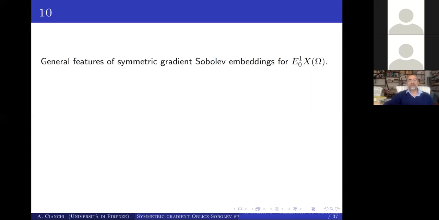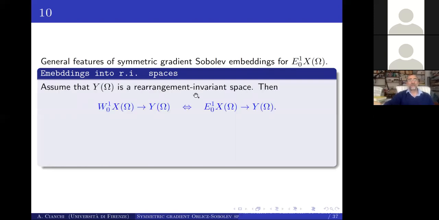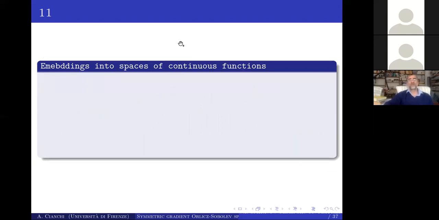Now, the first situation, when we have embeddings into a rearrangement invariant space, it turns out that the embeddings for the symmetric gradient are always equivalent to embeddings for the full gradients of Orlicz spaces, in the sense that if one has an embedding for the symmetric space into some space Y, then the same embedding is true for the classical Orlicz space with the same domain X. So there is no gap between the information which is given by the symmetric gradient and the full gradient in this subcritical regime.